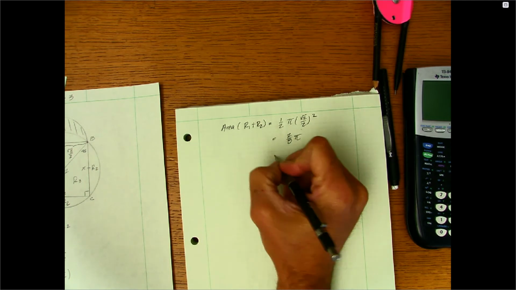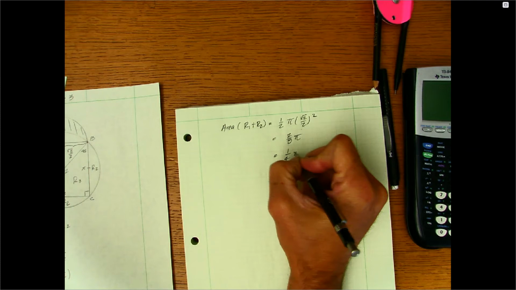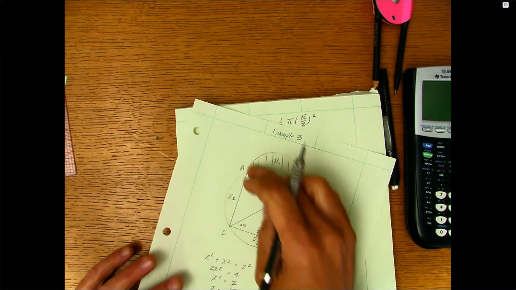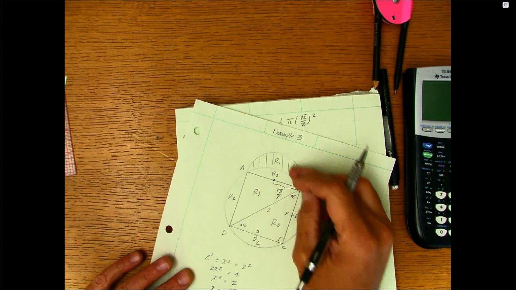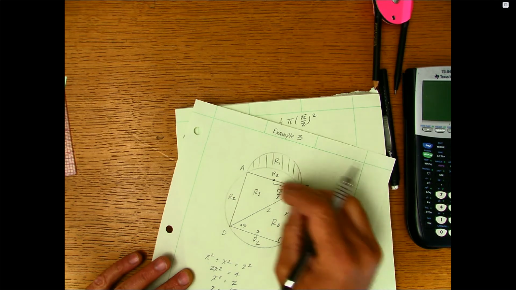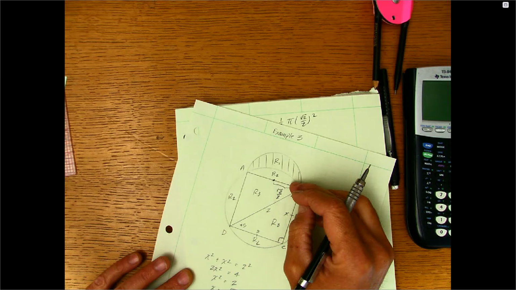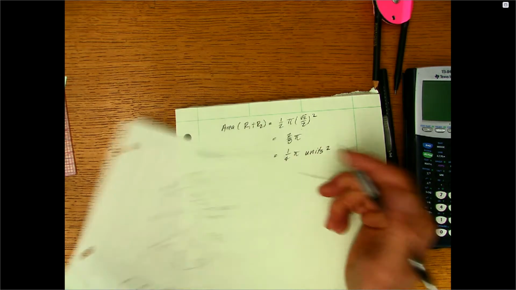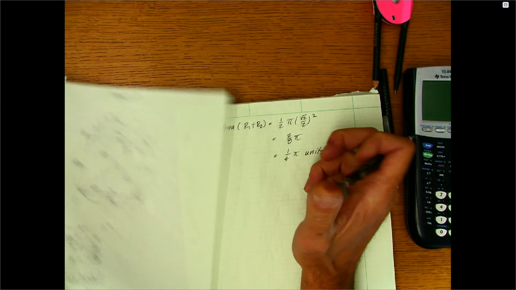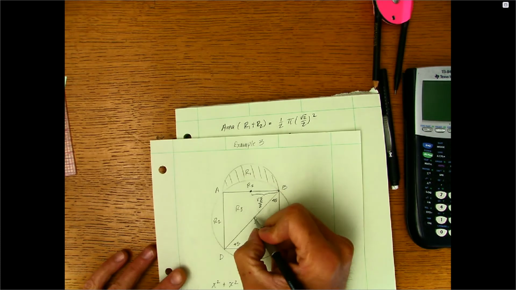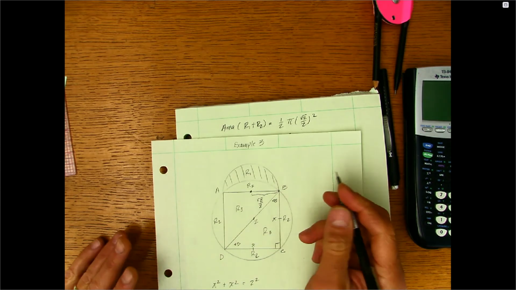2/8 pi, or just 1/4 pi units squared. So I know that this is a 1/4 pi, and I know that this piece is region 2. If I could find what region 2 is, I could subtract it away from region 1 and region 2 to solve the problem. And of course, here's where we're going to use subtraction again.